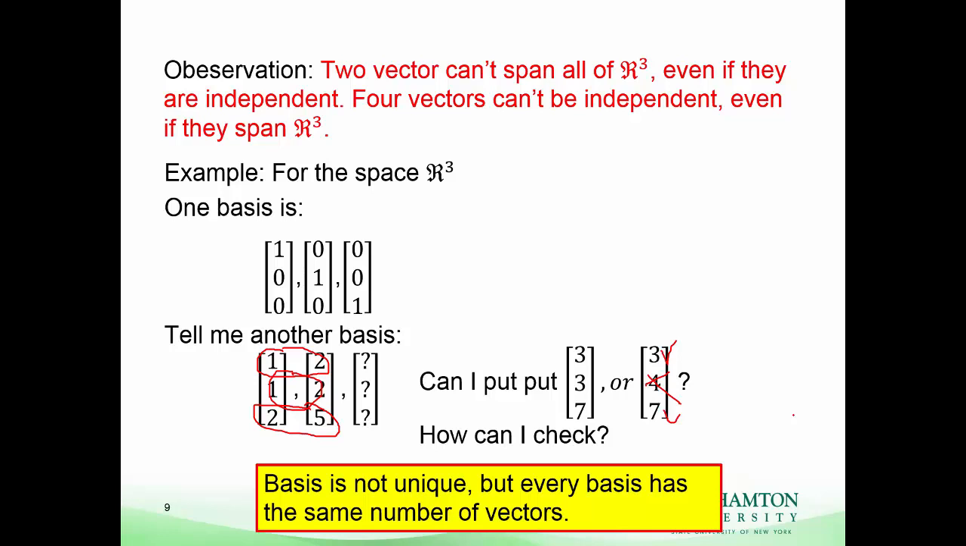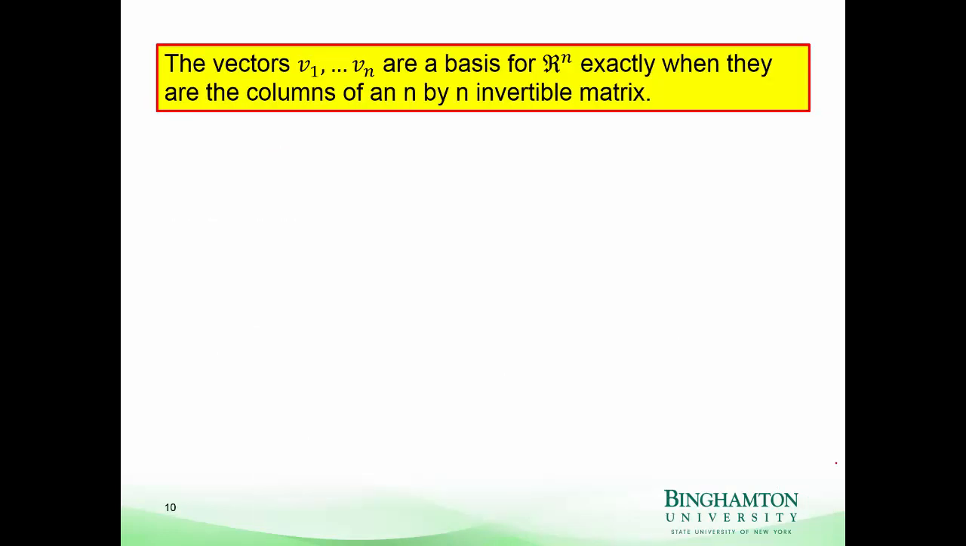So what we've just seen here is that we've constructed two different bases for R3. So a basis is not unique. But every basis for a given space, so this really should say every basis for a given space, has the same number of vectors. And we've already alluded to that number being the dimension of that space.